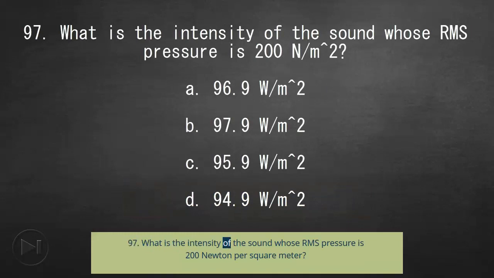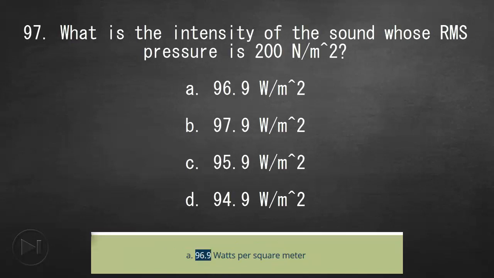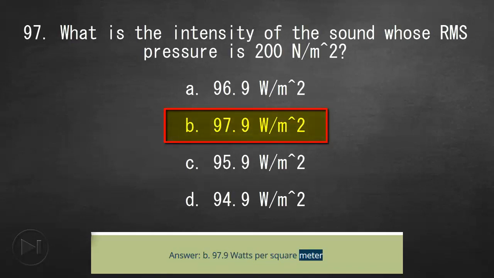97. What is the intensity of the sound whose RMS pressure is 200 Newton per square meter? A. 96.9 watts per square meter. B. 97.9 watts per square meter. C. 95.9 watts per square meter. D. 94.9 watts per square meter. Answer, B. 97.9 watts per square meter.